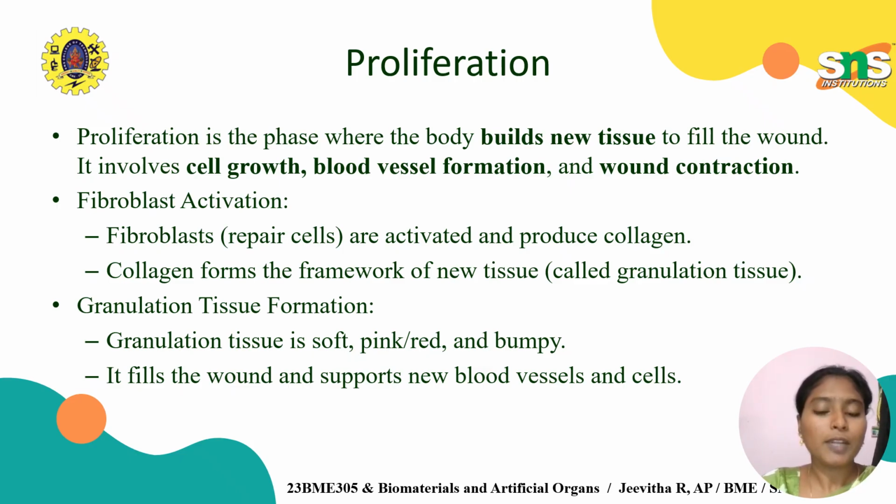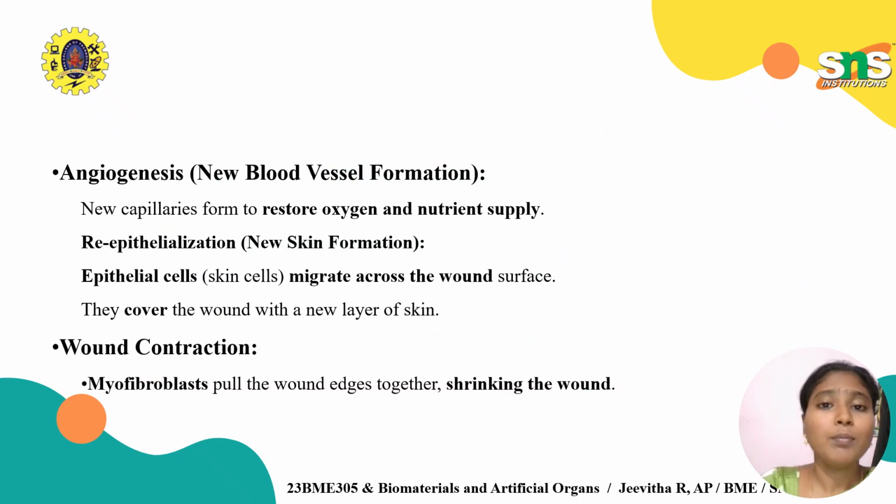First, fibroblasts are activated to produce collagen. Collagen forms the framework of new tissue, and granulation tissue formation is activated. Here, the granulation tissue is soft, pink, red, and bumpy. It fills the wound and supports new blood vessels and cells. In the proliferation stage, new blood vessel formation is happening.